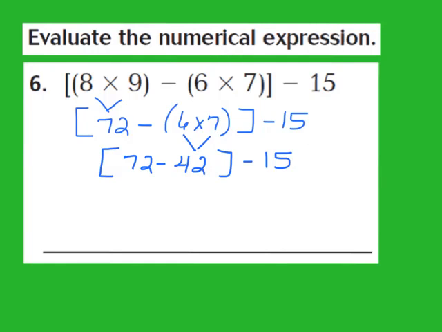Well, now that I've taken care of both sets of my parentheses, I'm now going to focus on simplifying or evaluating what's inside the brackets. So I'm now going to take 42 away from 72, and when I do that, that leaves me with 30. Well, I'm going to go ahead and bring down the rest of my problem, which is minus 15. So what I notice now is that I'm left with just subtraction. So I'm going to go ahead and take that 15 away from 30, and when I do that, my answer turns out to be 15.